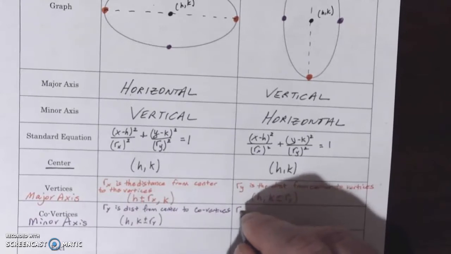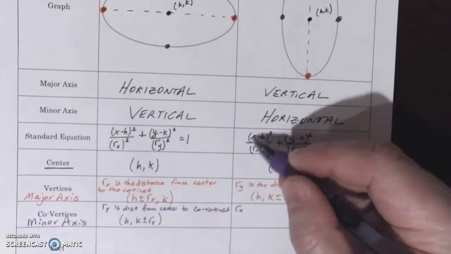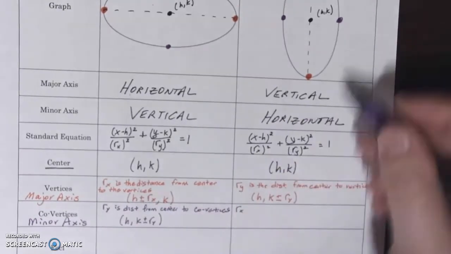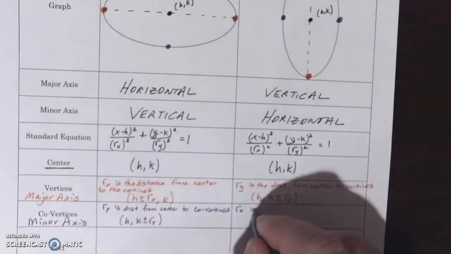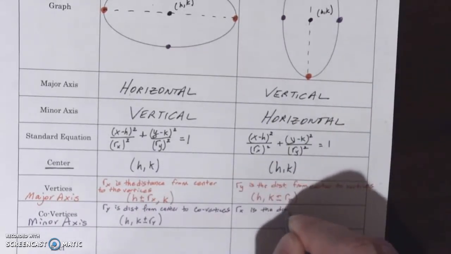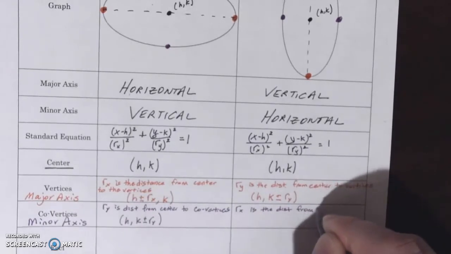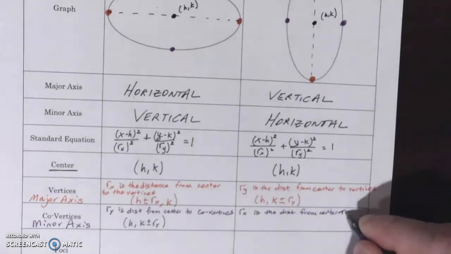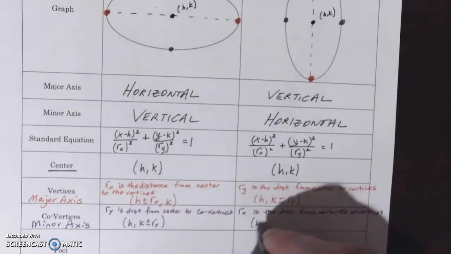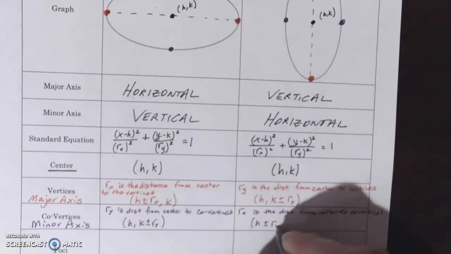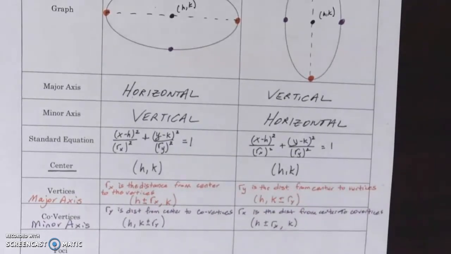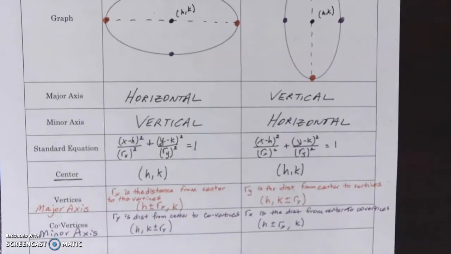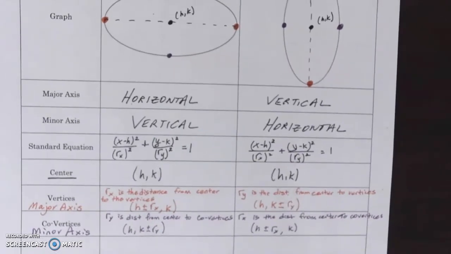And here, the number under the x, since the x's or the horizontal is the minor axis in this case, is the distance from the center to the co-vertices. So this would be h plus or minus r sub x, comma k. All right. And this is basically what we have here.